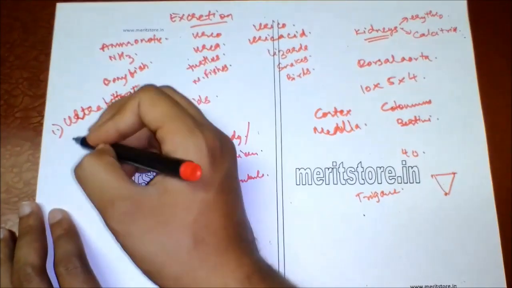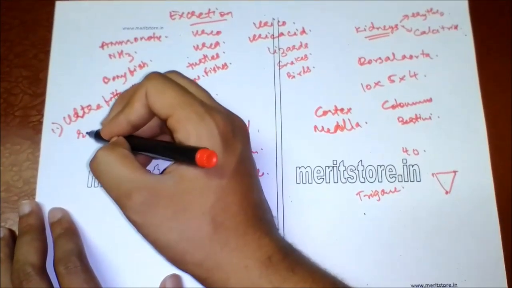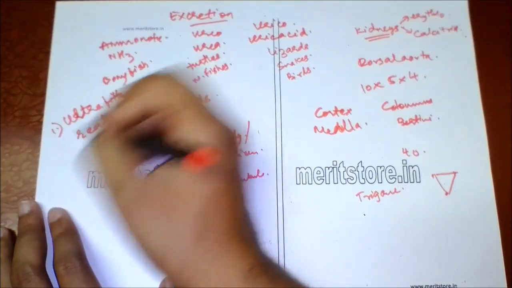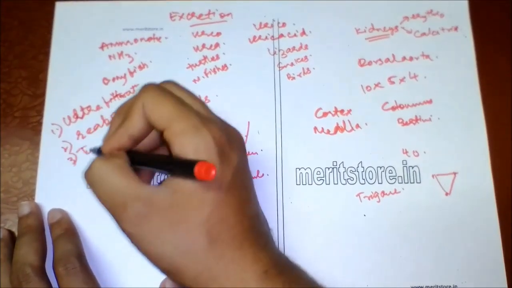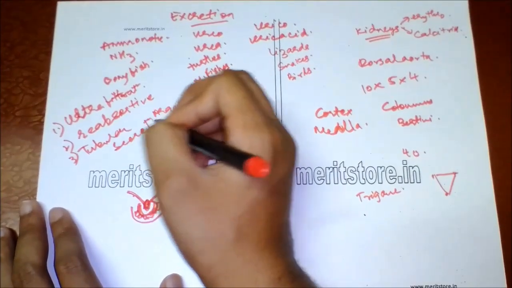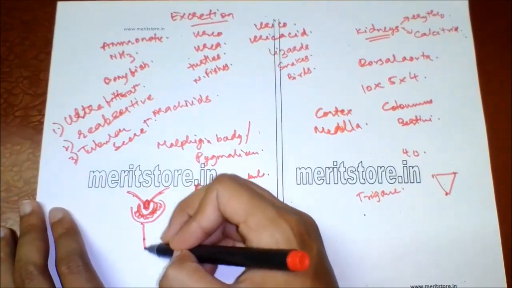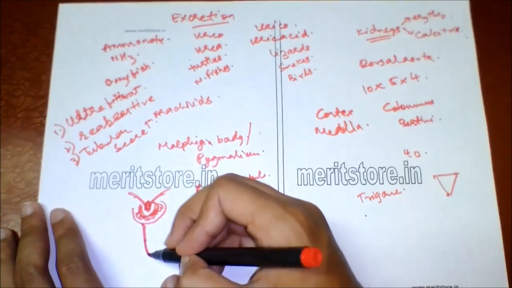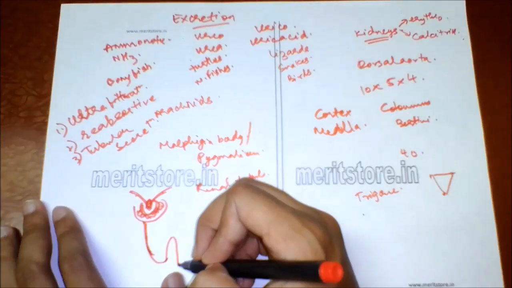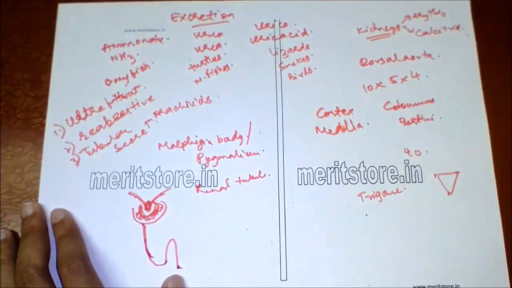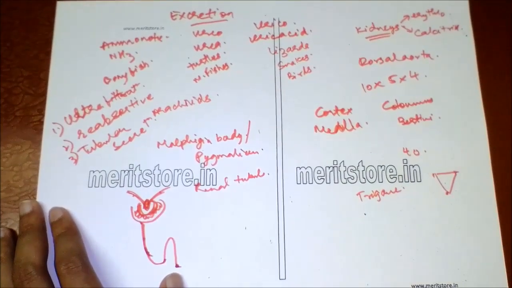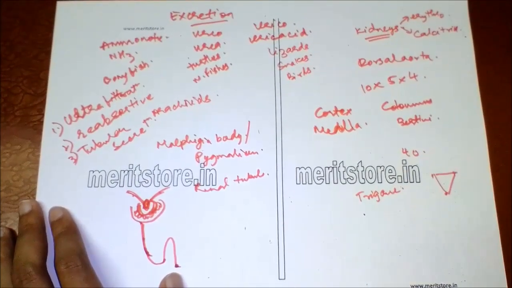Then comes active reabsorption and tubular secretion. After the glomerulus, there is the proximal convoluted tubule, descending limb of the nephron, ascending limb, and then the collecting tubule. So these are the parts of the uniferous tubule or nephron.